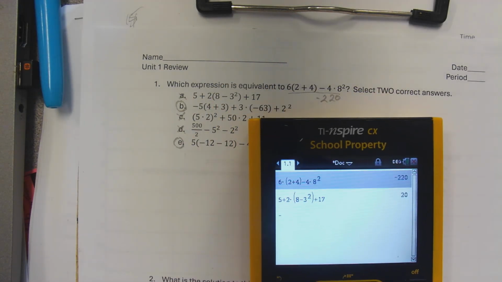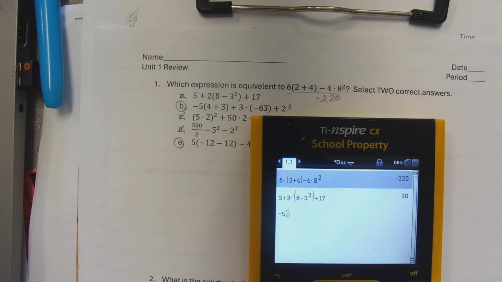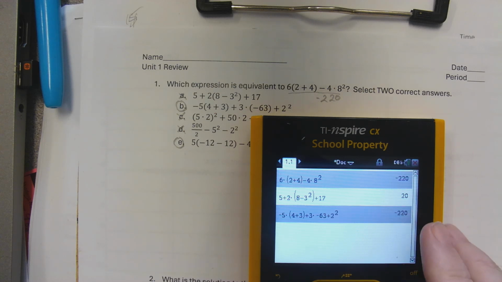Okay, so negative 5, parenthesis, 4 plus 3, leave the parenthesis, plus 3, you can hit times parenthesis, then the negative key, 63, leave the parenthesis, plus 2 squared, enter, and you get negative 220. Okay, and then you can go on and do the rest of them to see which one works.